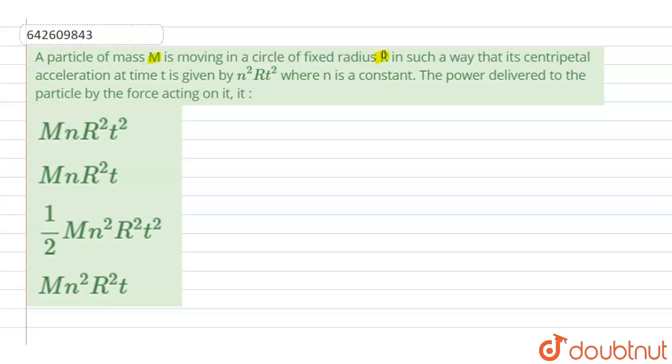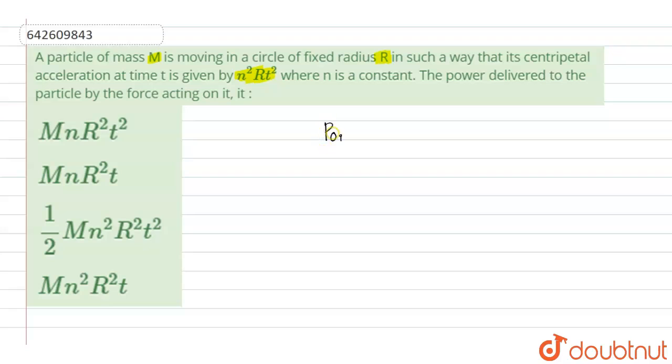Hello everyone, the question says that a particle of mass m is moving in a circle of fixed radius r in such a way that its centripetal acceleration at a time t is given by n square r square t square, where n is a constant. The power delivered to the particle by the force acting on it. So in this question I have to find out power.